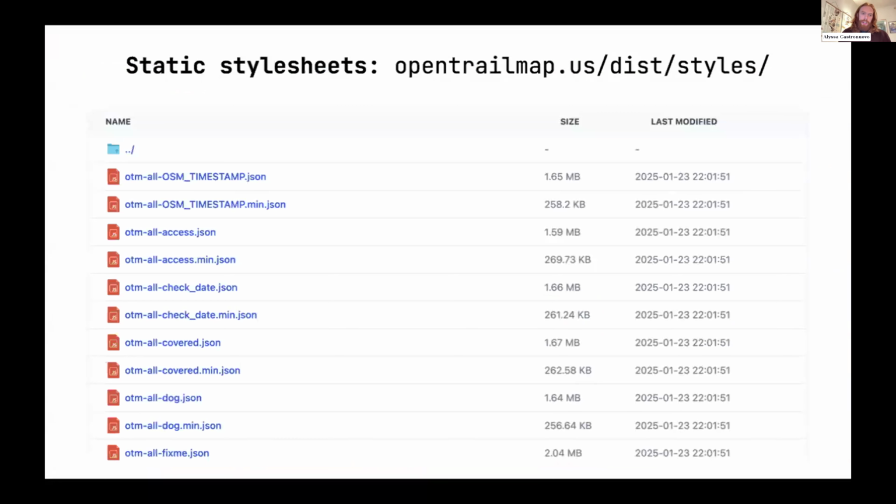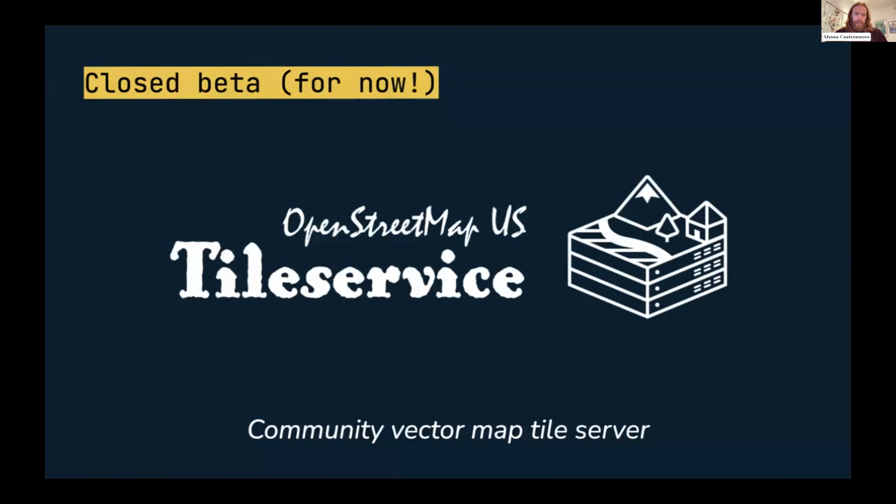And new just this week is we're generating static style sheets for all the different map styles that you've seen. There's well over 100 different combinations of travel modes and tag values, and that'll generate MapLibre styles that you can plug into your own apps. But of course, if you have styles, you need the tiles to run on that. And we've been running a closed beta of the OpenStreetMap US tile service, which is free vector map tiles for community projects. And pretty soon we want to open that up and make it available to a lot more people.